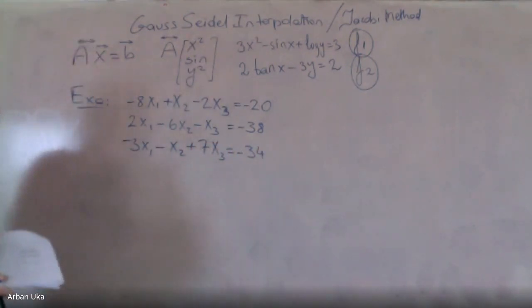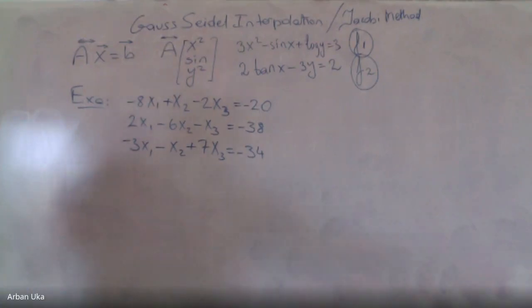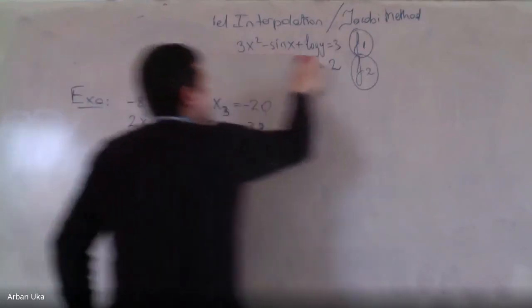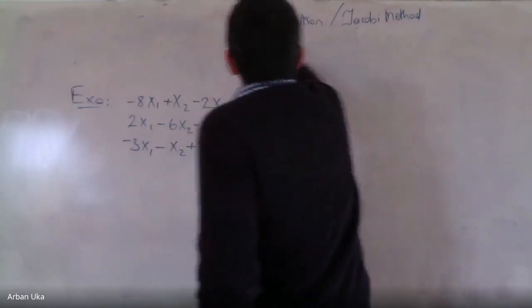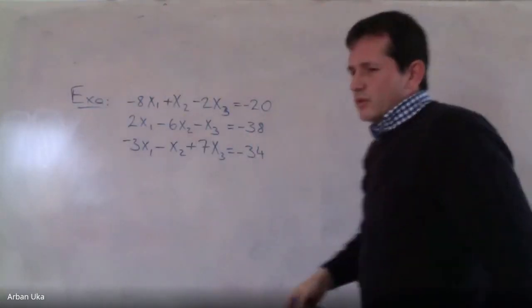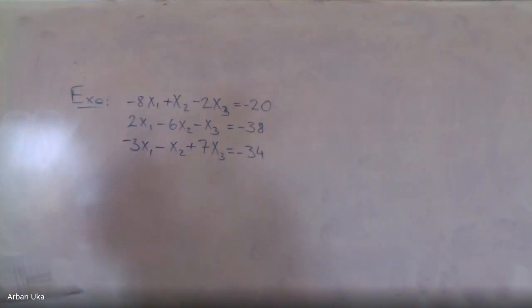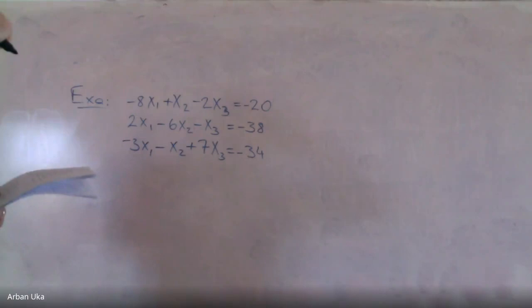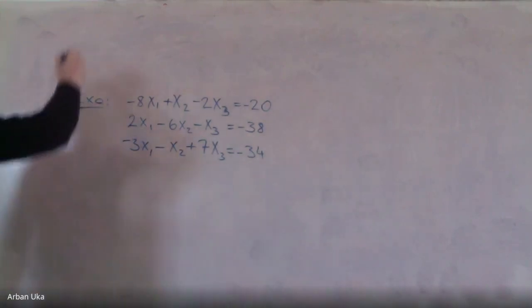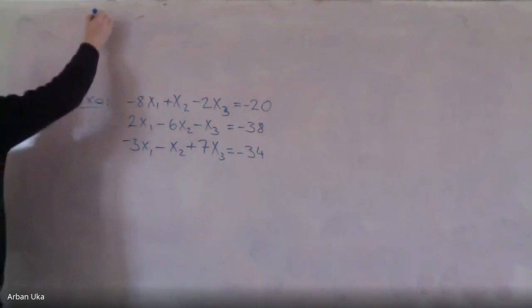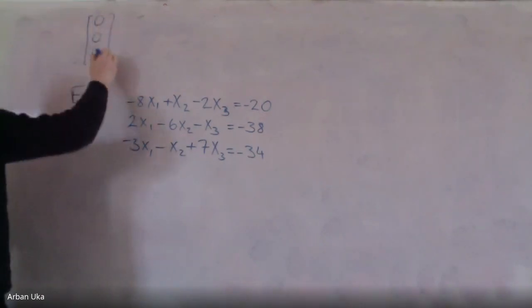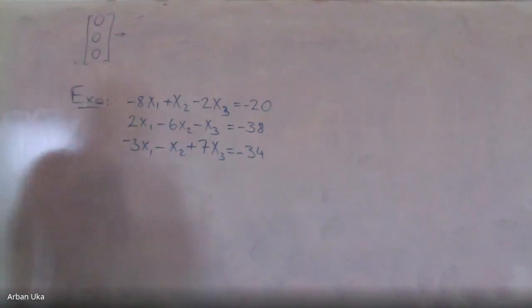Okay, so here we have three equations, and we want to solve these. For sure, they are linear equations, and we want to solve these using the Gauss Seidel method. Now, a good start would be the following: we can start here with 0, 0, 0. Okay? So we can insert initially all zeros.